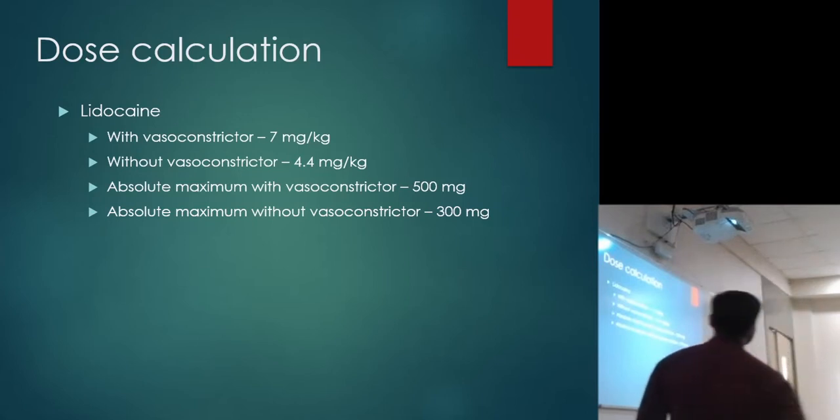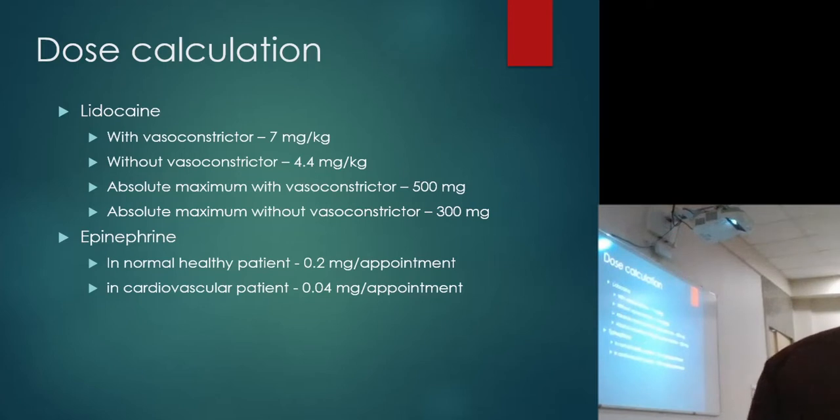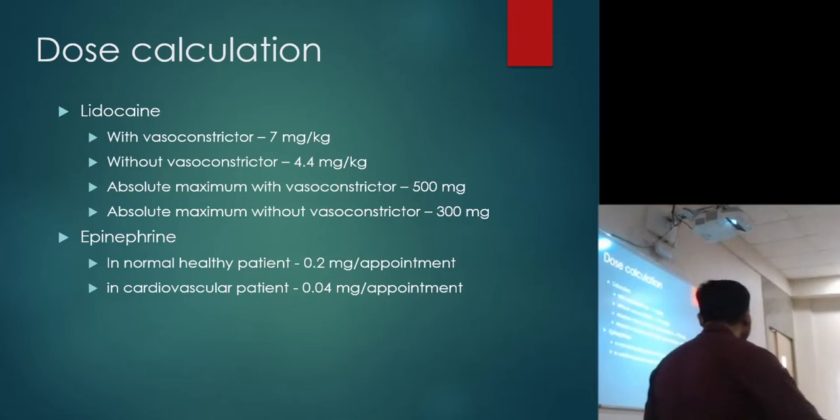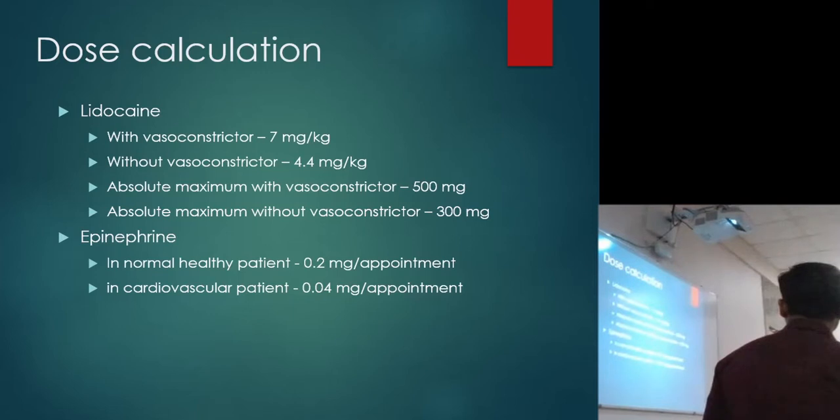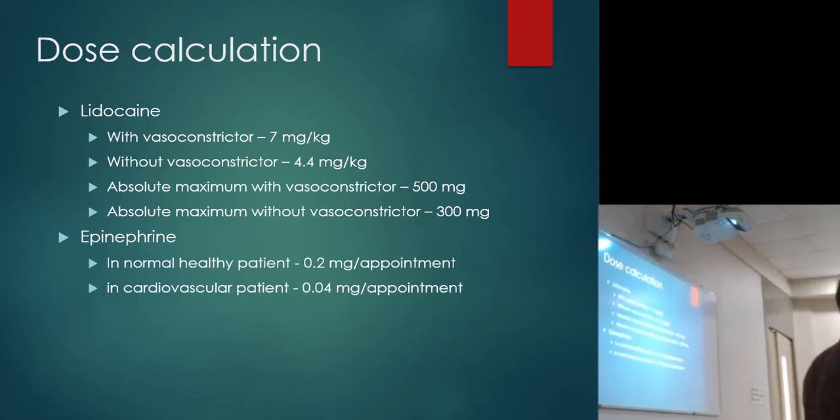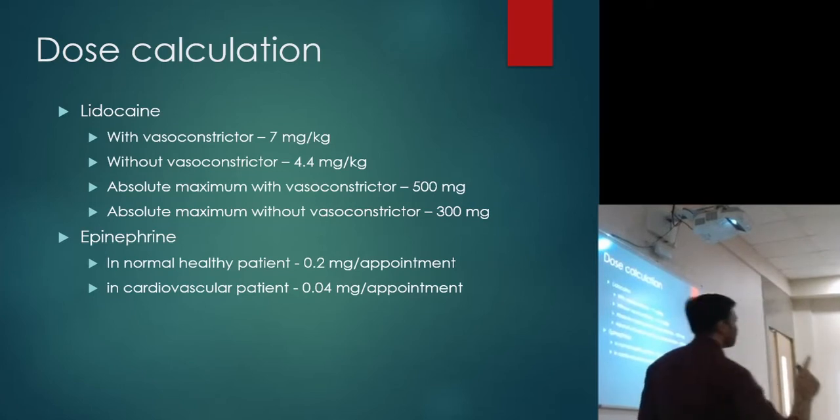Then we have the maximum recommended dose for epinephrine also. Now, in lignocaine, it was per kg. Okay. Whereas in epinephrine, it is per appointment. It is not related to the patient's body weight. It is related एक appointment में कितना देना है. Okay. So in a normal, healthy patient, we can give 0.2 mg of epinephrine per appointment. Whereas in a patient with a cardiac disease, okay, then we can give maximum of 0.04 mg per appointment.